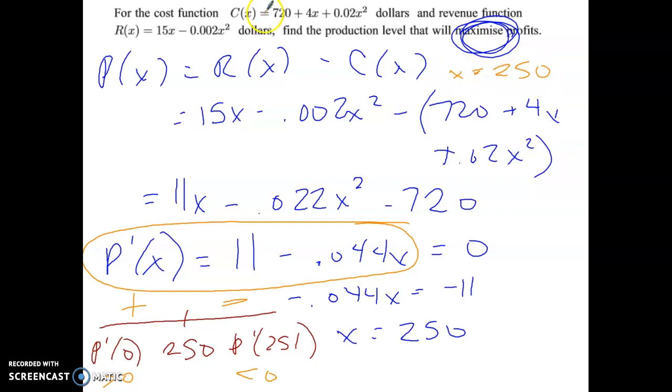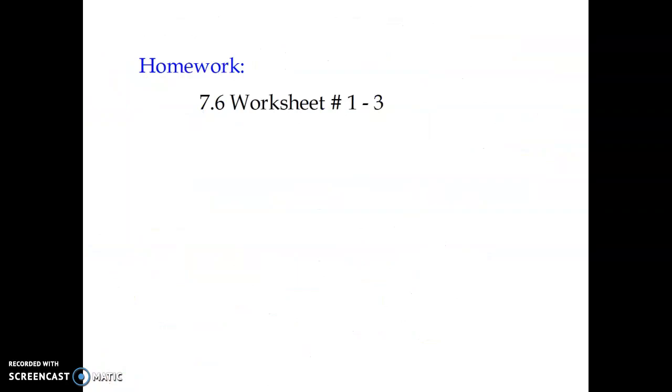Okay, so this is just an introduction to optimization problems. We'll get into some more complicated ones over the next couple days. But for tonight, work on 7-6 worksheet numbers 1 through 3. Really think through these problems. Give your brain time to ponder through and understand so that when we do the more difficult problems tomorrow, you will have already had a day to kind of digest this, and tomorrow's problems will make more sense.